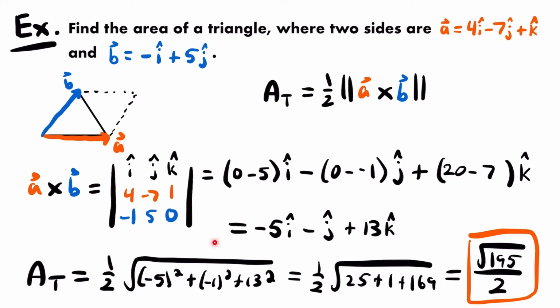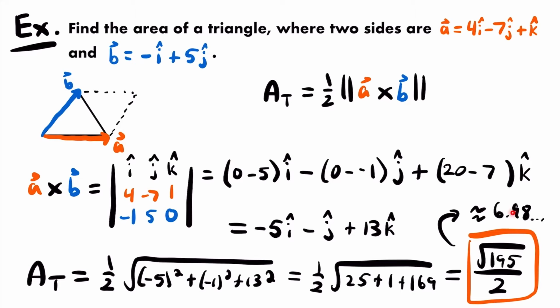Okay, now if you didn't multiply by 1/2 here, if you just had the square root of 195, that would be the area of the parallelogram where vectors A and B are 2 adjacent sides. But since we wanted to find the area of a triangle, we take 1/2 of that area. Okay? And then of course, if you want the approximate value, this would also approximately be equal to 6.98 and some more decimals. And so that would approximately be what the area of that triangle is.